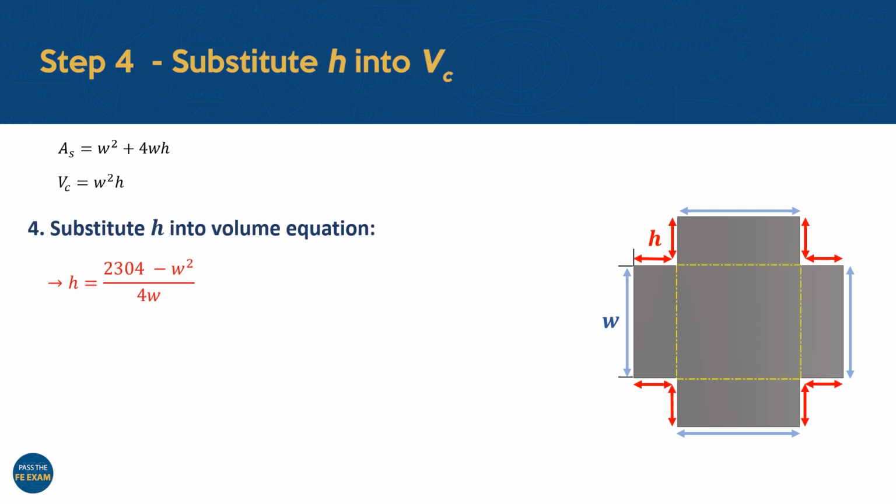We can now use this expression for h and substitute it into the volume equation we derived earlier. We do this, and then by multiplying in the w squared term, we arrive at a volume equation that depends solely on the container's width w, given as 2,304 times w minus w cubed, divided by 4. By expressing the volume solely as a function of width, we simplify our analysis significantly. Instead of juggling both height and width simultaneously, we now have a single variable equation where changes in width directly impact the volume.